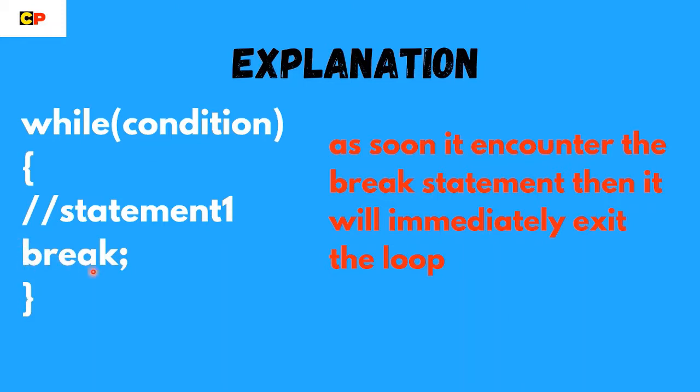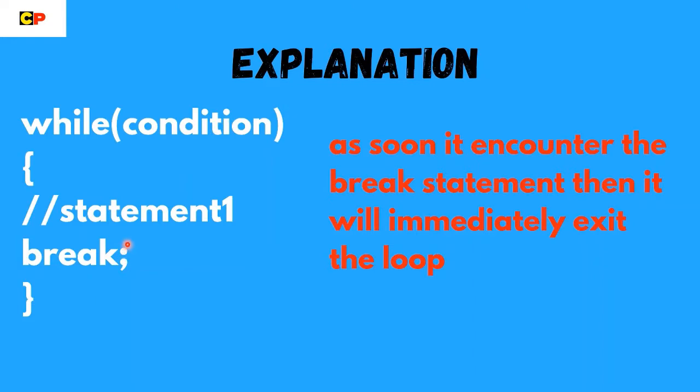Assume that there is no break statement here. How will the while loop be executed? The compiler will come here and check the condition. If the condition is found to be true, it will come inside the loop and execute statement one, whatever is in statement one. As there is no break statement after statement one, it will again go to the initial position, check the condition, and execute statement one. Again it will go to the initial position, check the condition, and execute statement one. It will go on and on until the condition is found to be false. This is how the while loop will run if we do not have a break statement.